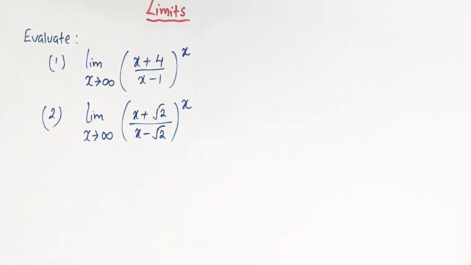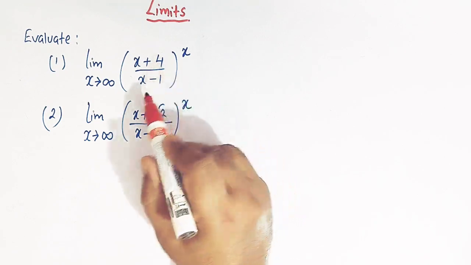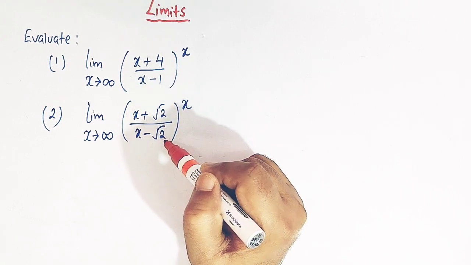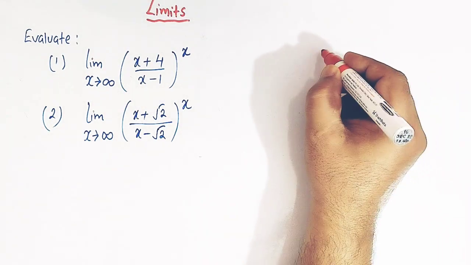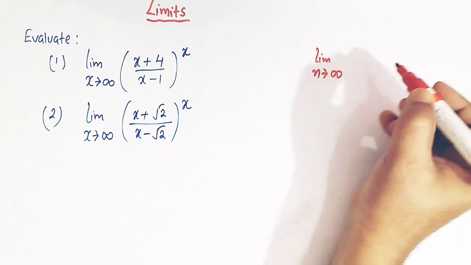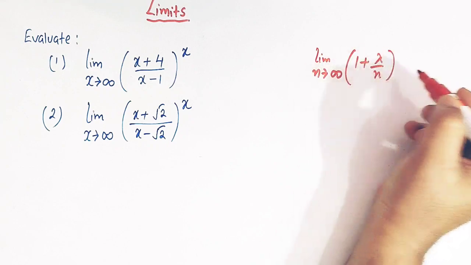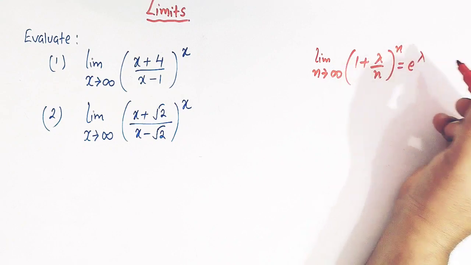Hello viewers, in today's class we are going to discuss these two limits. Here we'll find out the direct value of these two limits by using a direct result, and our result depends on this limit: the limit as n tends to infinity of (1 plus lambda over n) raised to n is equal to e raised to lambda.